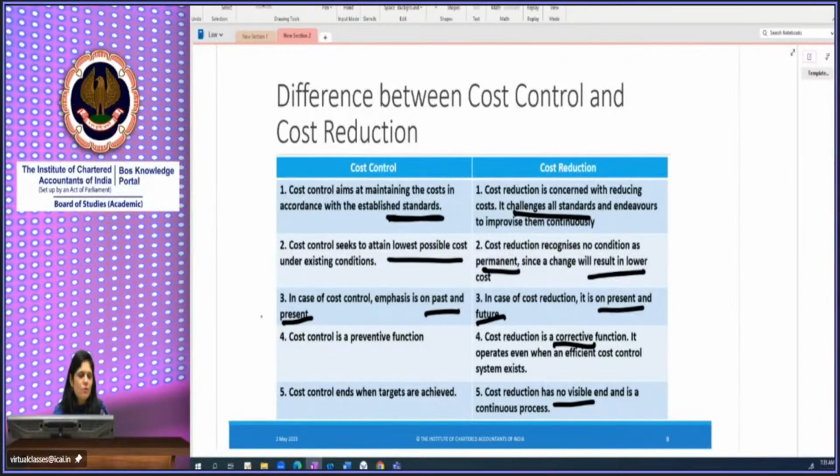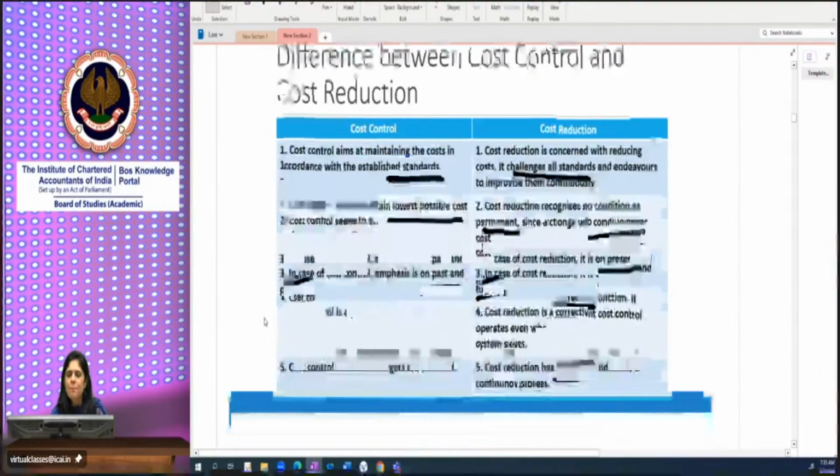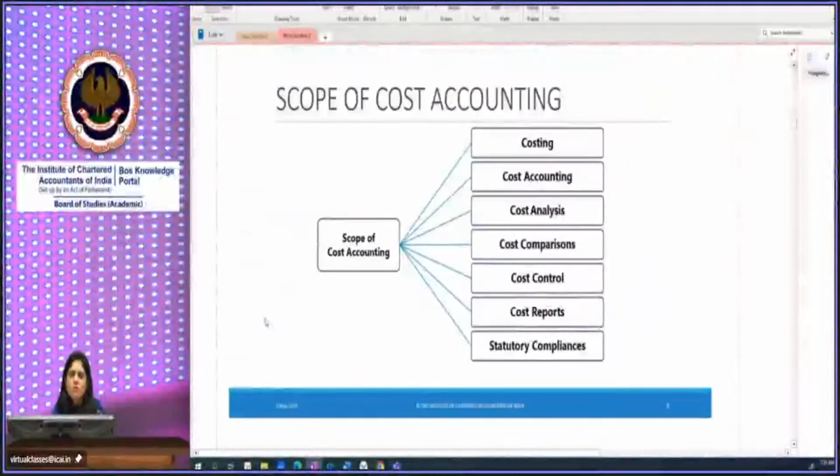So students, I hope you're getting the concepts. Let's move further to the scope of cost accounting. So cost accounting is applicable where, how we can use cost accounting. Cost accounting can benefit us in which ways, all and more we will understand here.